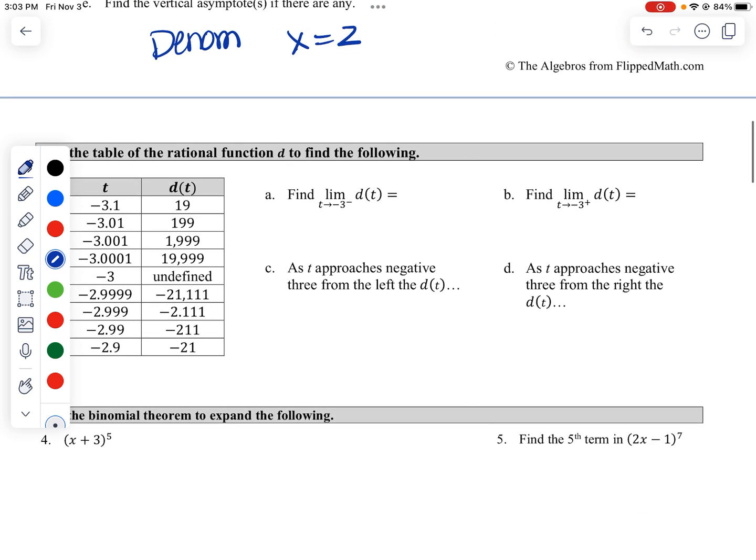All right, on the next page here, finding the limit as t goes to 3 from the negative side, from the left-hand side. So what happens as we go to 3? Well, it's getting bigger. So I would say infinity. What happens from the left side? It's getting smaller. So this is just words. As t approaches negative 3 from the left, d of t approaches infinity.